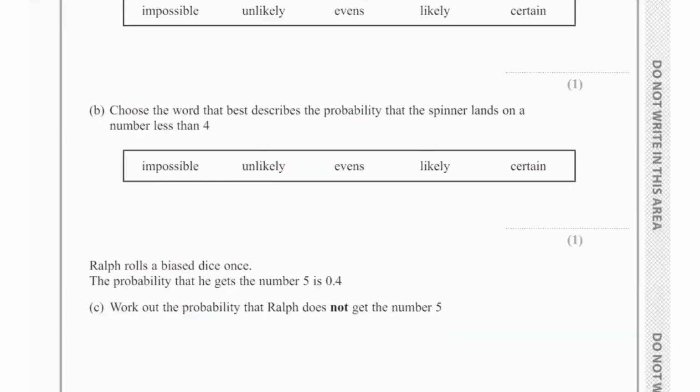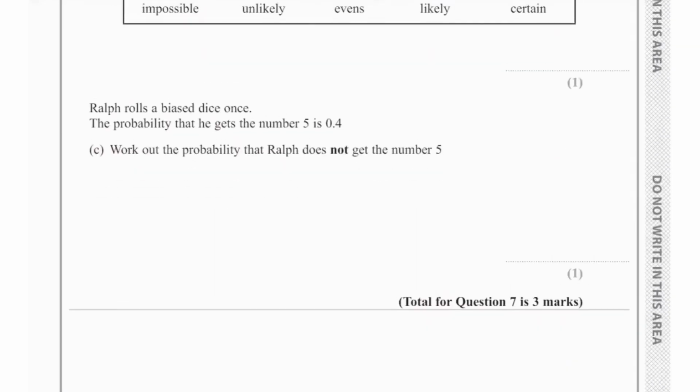Ralph rolls a biased dice once. The probability that he gets the number 5 is 0.4. Work out the probability that Ralph does not get the number 5. So if the probability of getting number 5 is 0.4, the probability of not getting a number 5 would be 1 minus 0.4, which is 0.6.